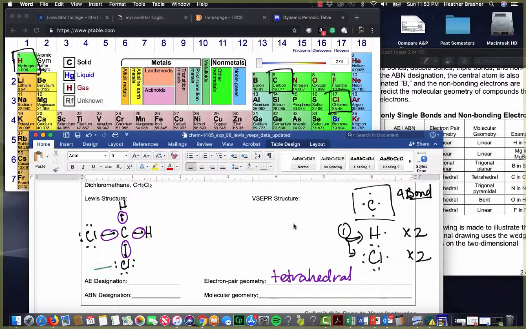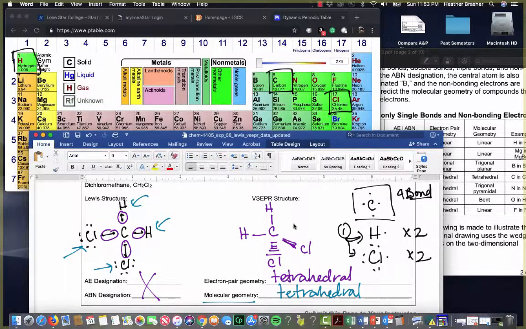On this guy, we have how many are actually in bonds? 1, 2, 3, and 4. So again, we have tetrahedral. And when we go to do the VSEPR structure for this guy, it's going to look like this again. It's going to have an H, an H, a Cl, and a Cl. Again, we are not going to address the AE or ABN designations. So now let's go on to the next one.